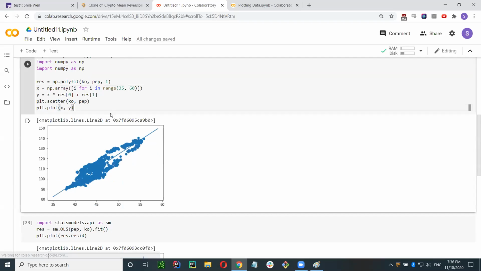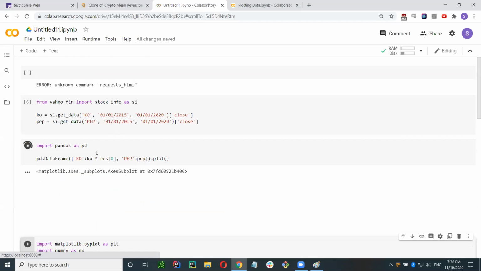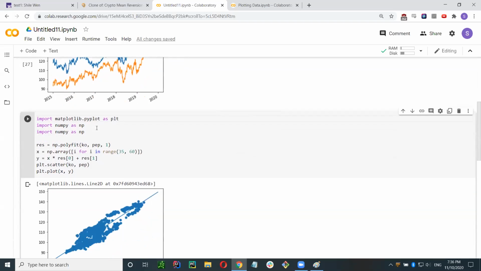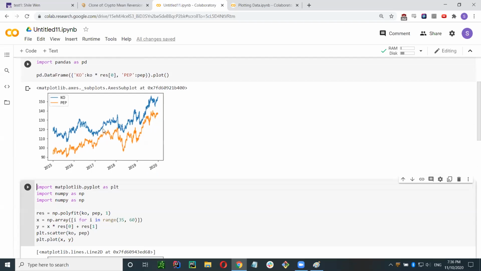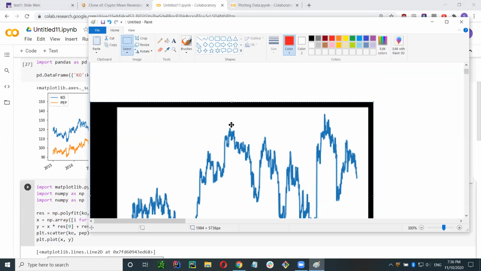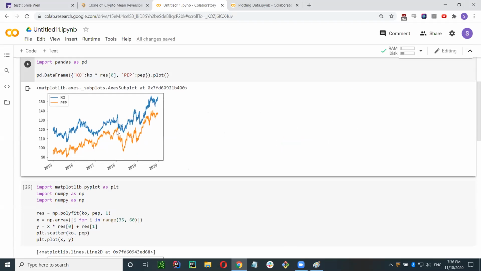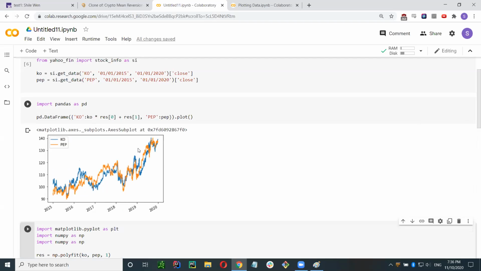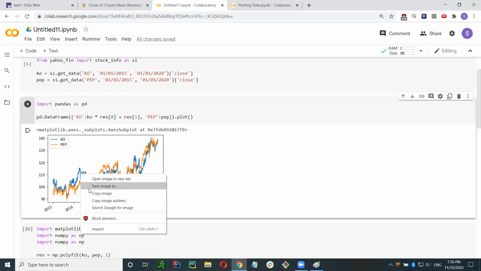Oh wait, I need to rerun this because I overwrote my old res. And now you can see that the series are much closer together. So that's the power of having those beta coefficients. They allow us to scale up the time series. And once we scale up the time series, and adding in that final thing, now you can see that the time series intersect a lot.